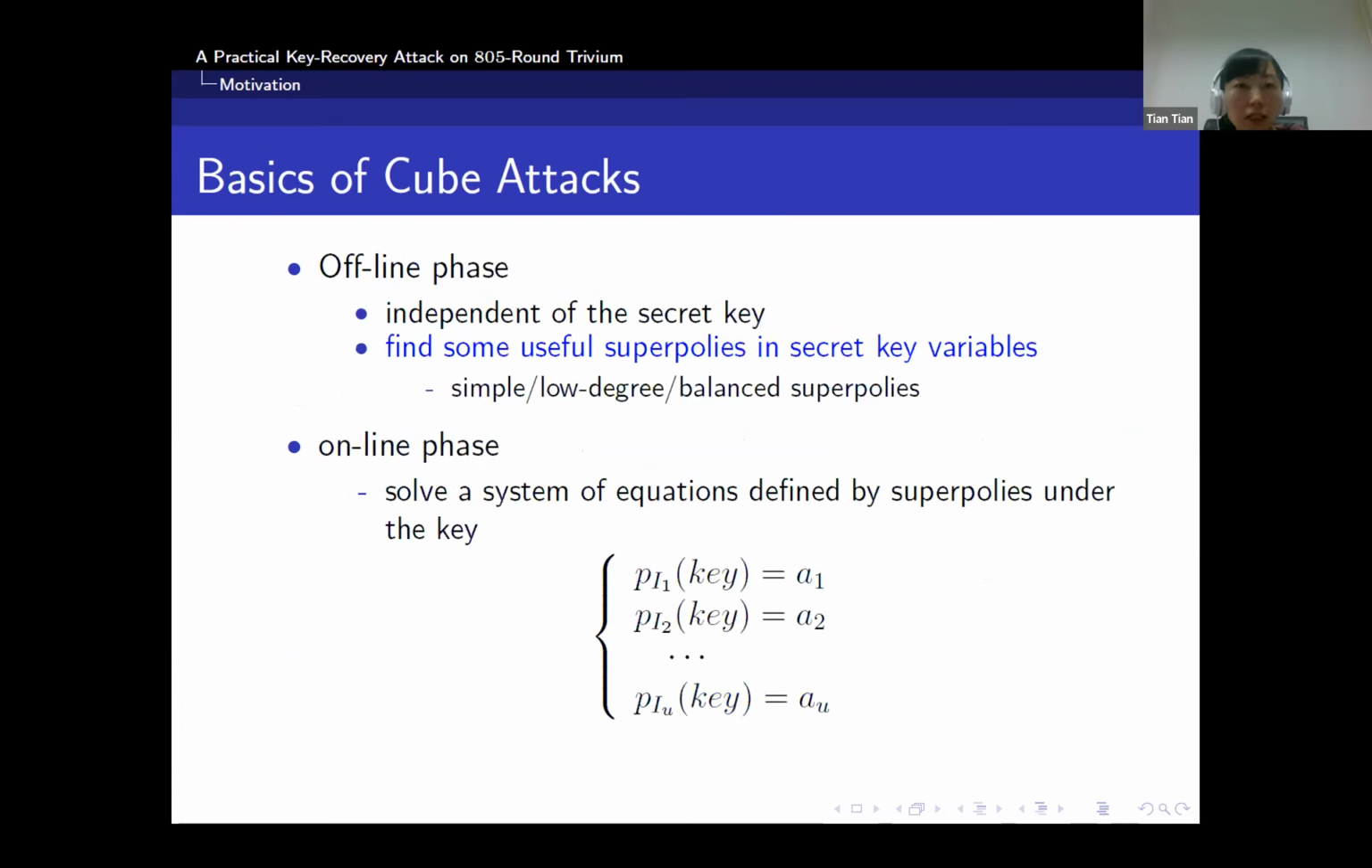There are 2 phases in the cube attack. One is the offline phase, which is independent of the secret key. The other is the online phase. In the online phase, we will solve a system of equations defined in key variables. In the offline phase, the main aim is finding some useful superpolys in secret key variables. And the most important step is finding useful superpolys in the offline phase.